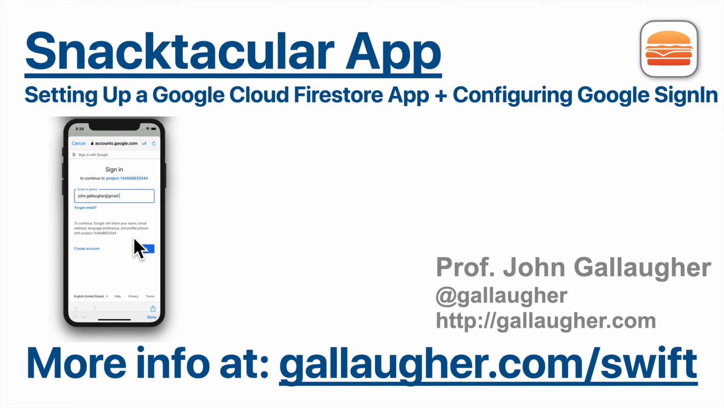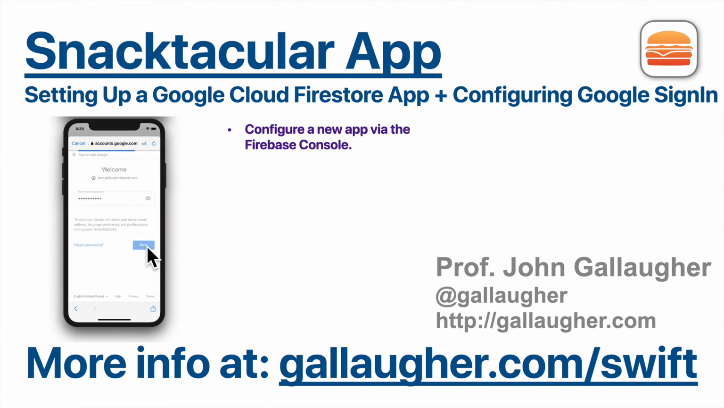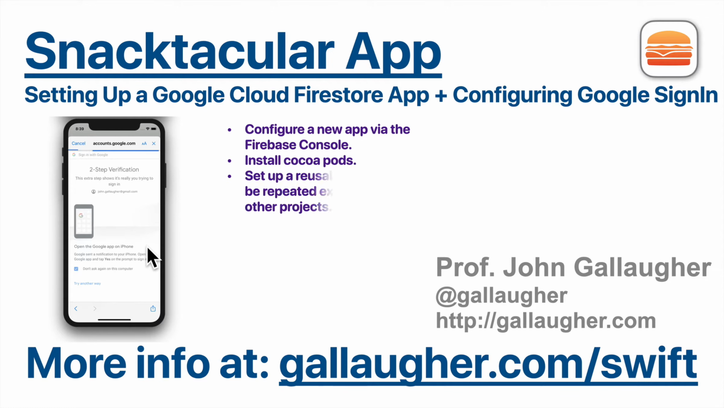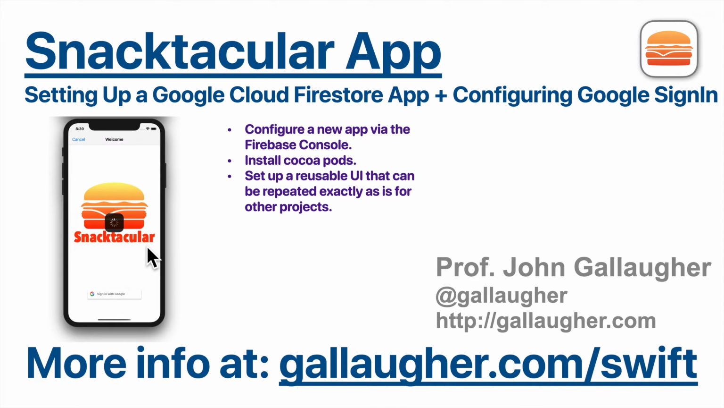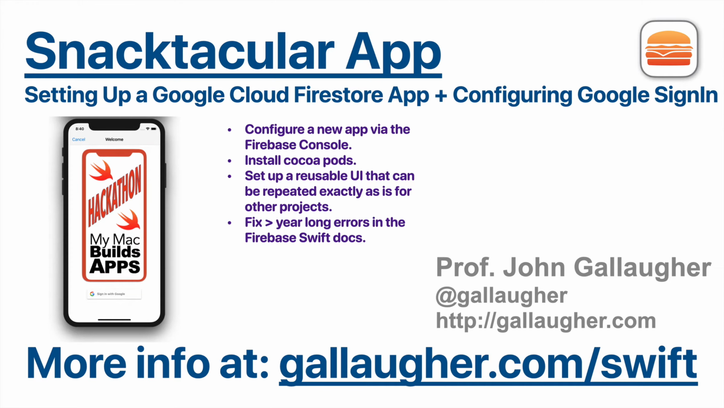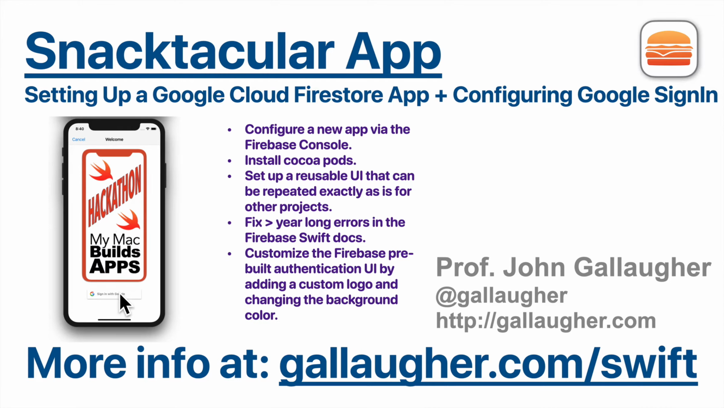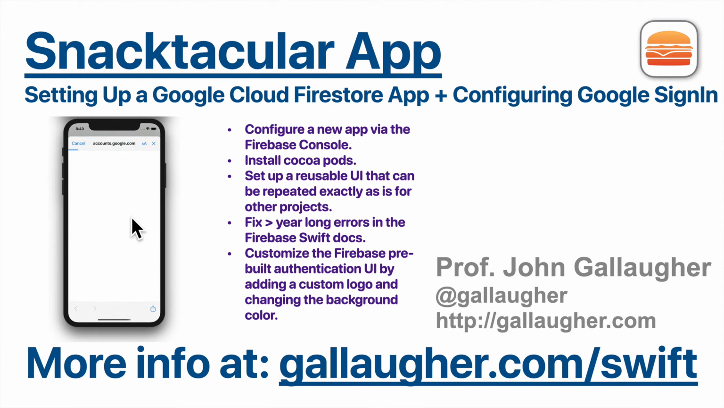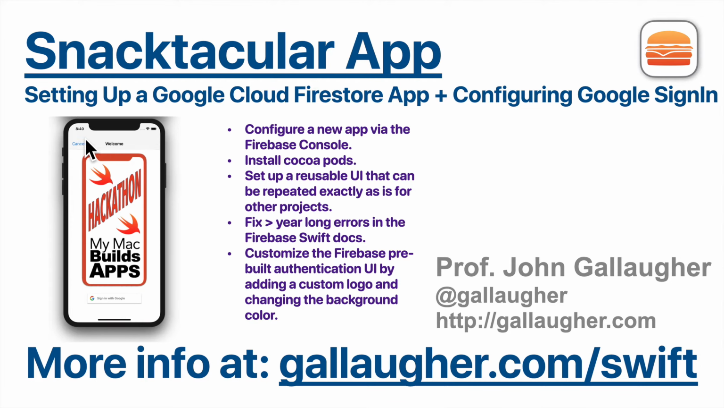Now, the animation at the left shows how the login will behave when we're done, and in this video we're going to configure a new app via the Firebase console, install the appropriate CocoaPods, set up a reusable UI, and use reusable code that can be leveraged exactly as is when starting other projects. Fix the greater than year-long errors that exist as of this recording in the Firebase Swift docs. And our code will let us easily customize the Firebase Pre-Built Authentication UI by adding a custom logo and changing the background color. Let's log in to Big Learning.